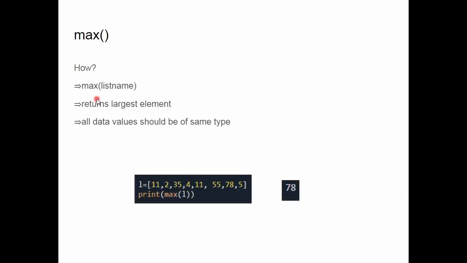Then we have maximum. Again, the maximum is similar to your min function. It's going to return the largest value. It can be used as it is returning some value. It can be used with a for loop, if statement, while loop, equal to, and print statement. So here the way is max and the name of the list. It is going to return the maximum value.